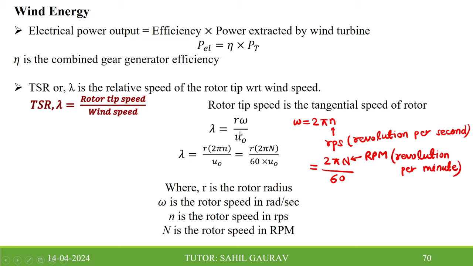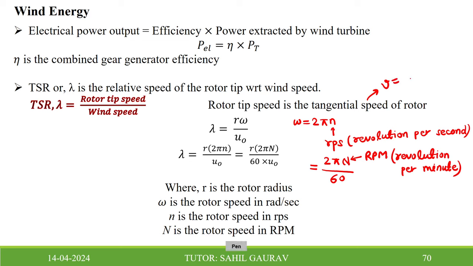And the electrical power output will be the power of the wind turbine into the efficiency, where efficiency is the combined gear and generator efficiency. Another expression is TSR or lambda, the tip speed ratio, which defines the rotor tip speed to the wind speed. Rotor tip speed we take as the tangential speed of the rotor, that is, V is equal to R omega.